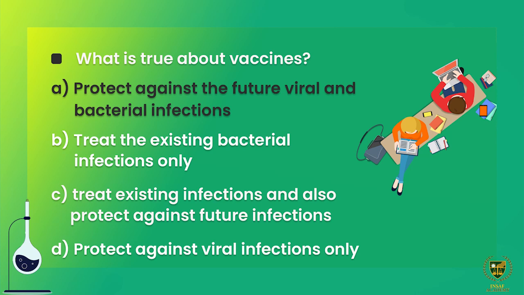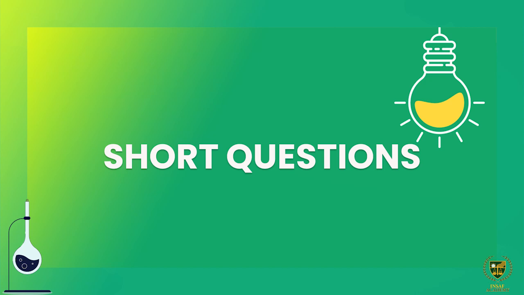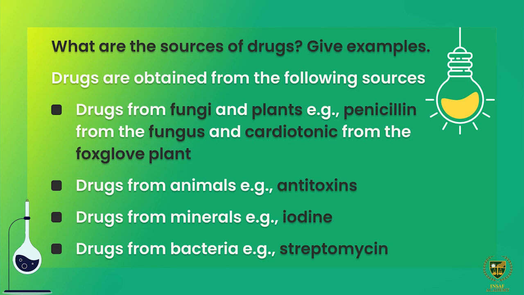Here we go for the short question now. What are the sources of drugs? Give examples. So drugs are obtained from the following sources. Drugs from fungi and plants, for example, penicillin. It is obtained from a fungus. And a cardiotonic from the foxglove plant.